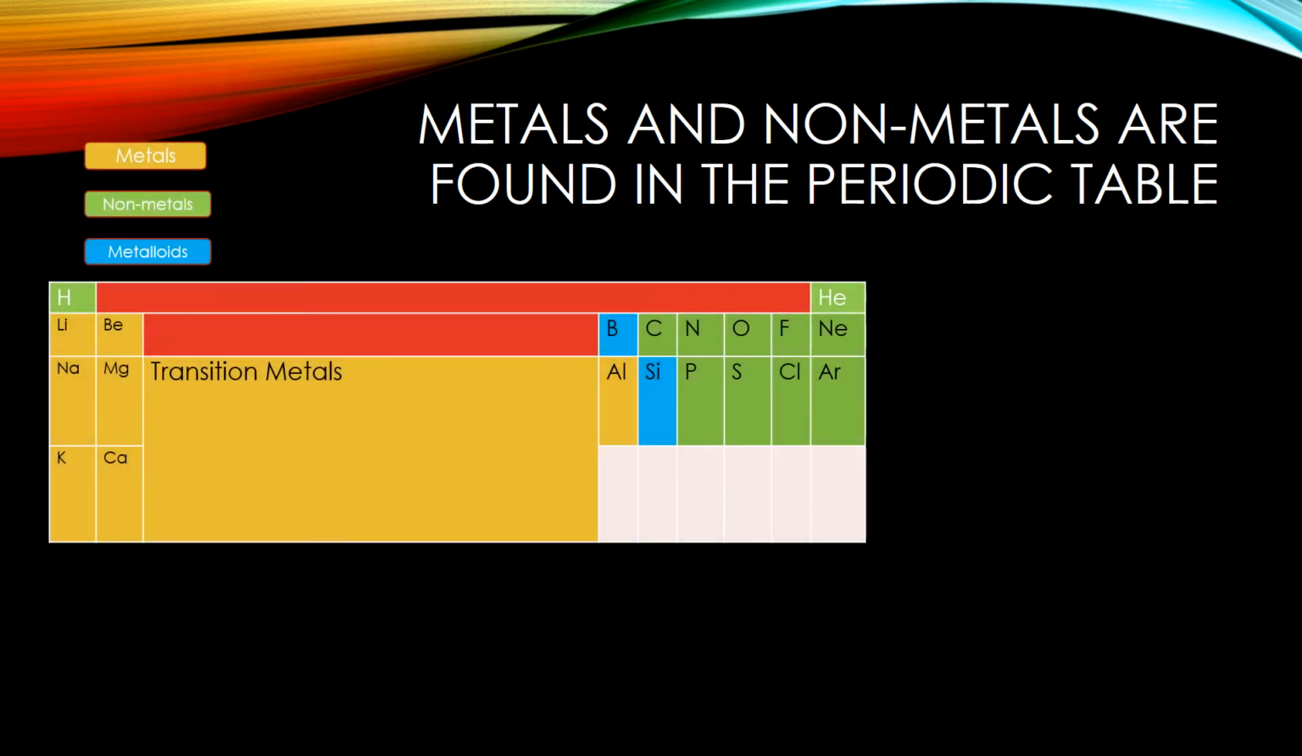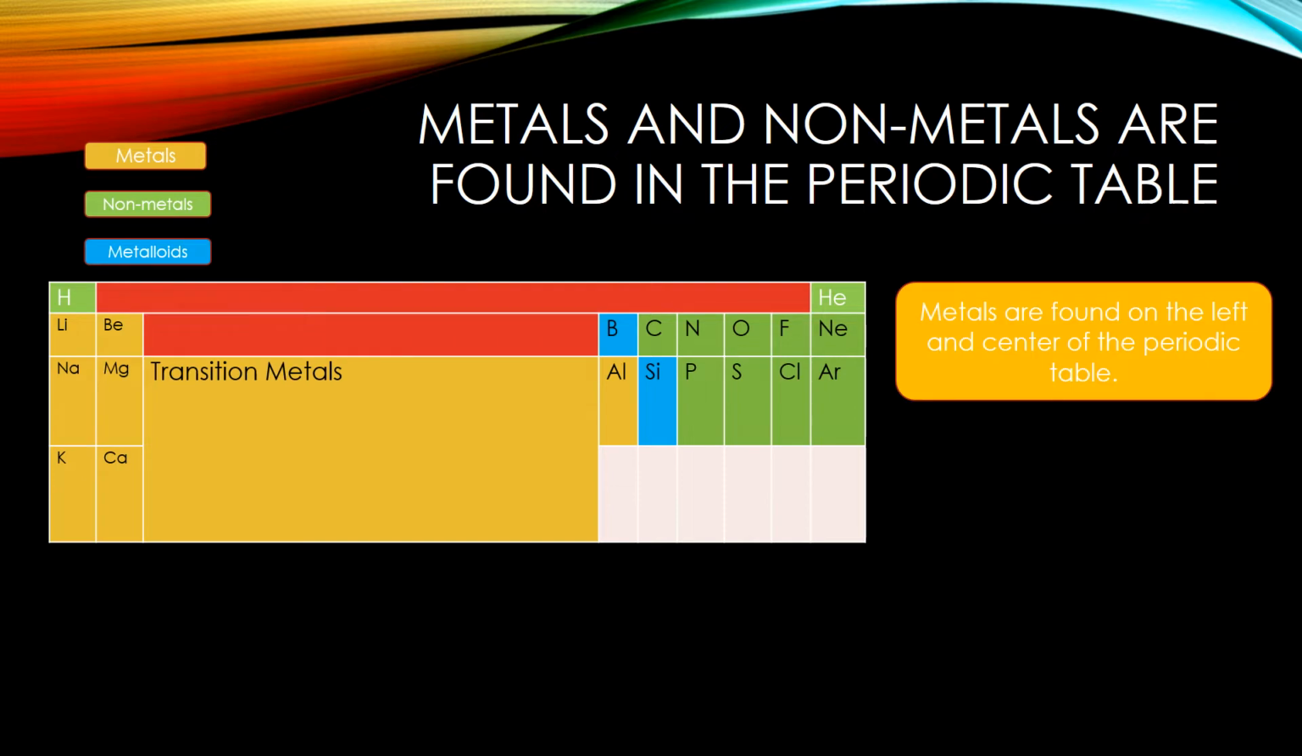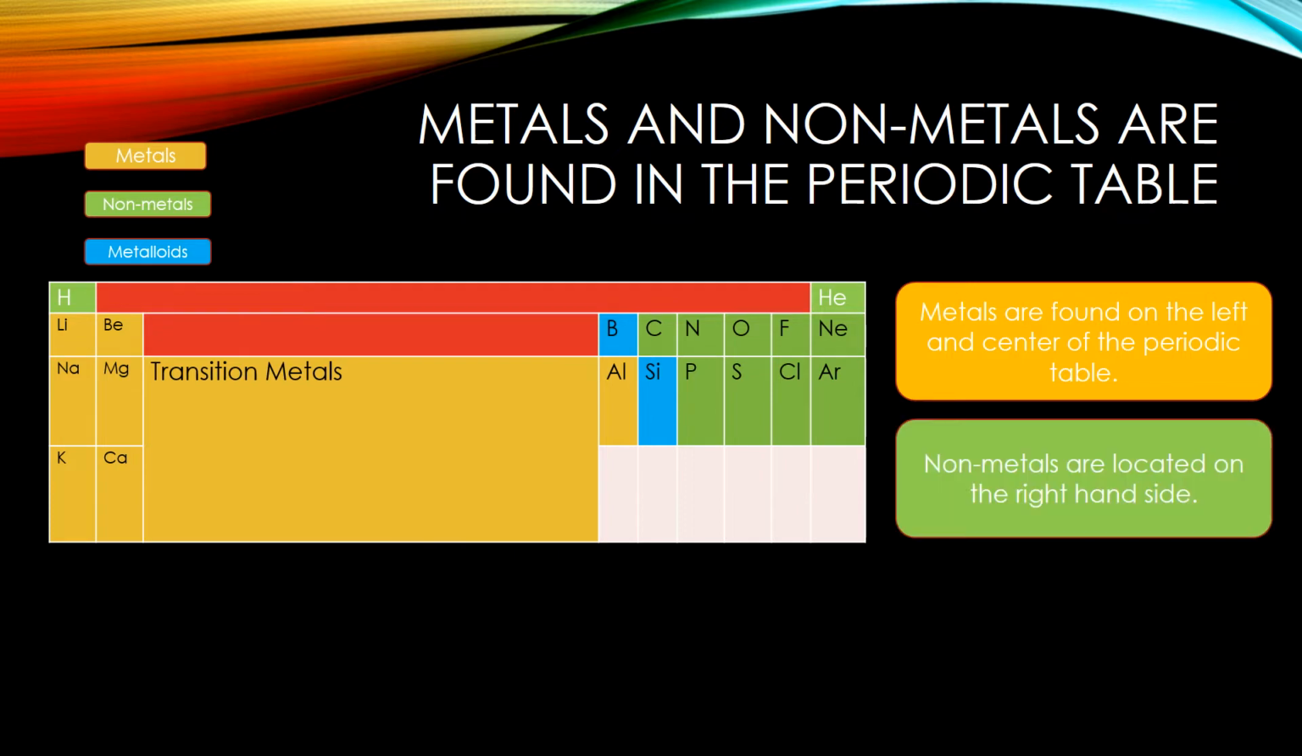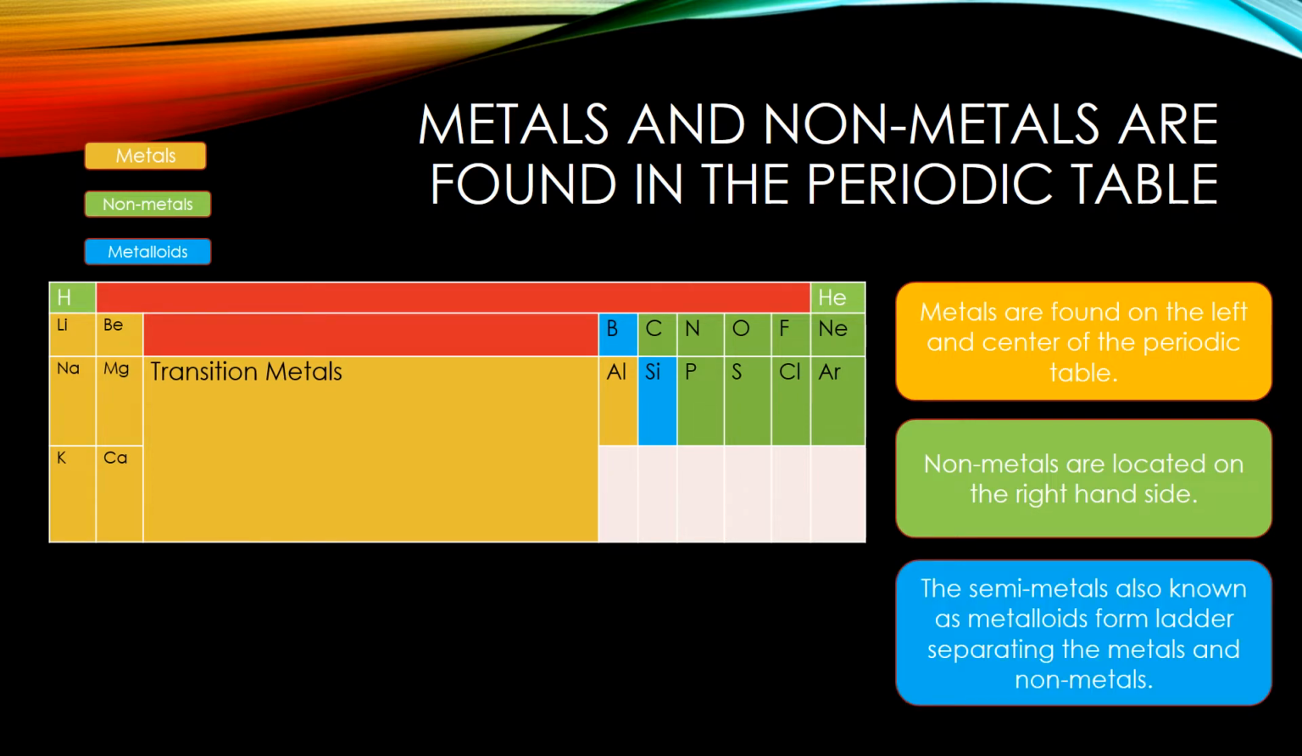Metals and non-metals are found in the periodic table. They are arranged in a unique pattern. Metals are found on the left-hand side and the center of the periodic table, while non-metals are found on the right-hand side. The semi-metals form a ladder separating the metals and the non-metals.